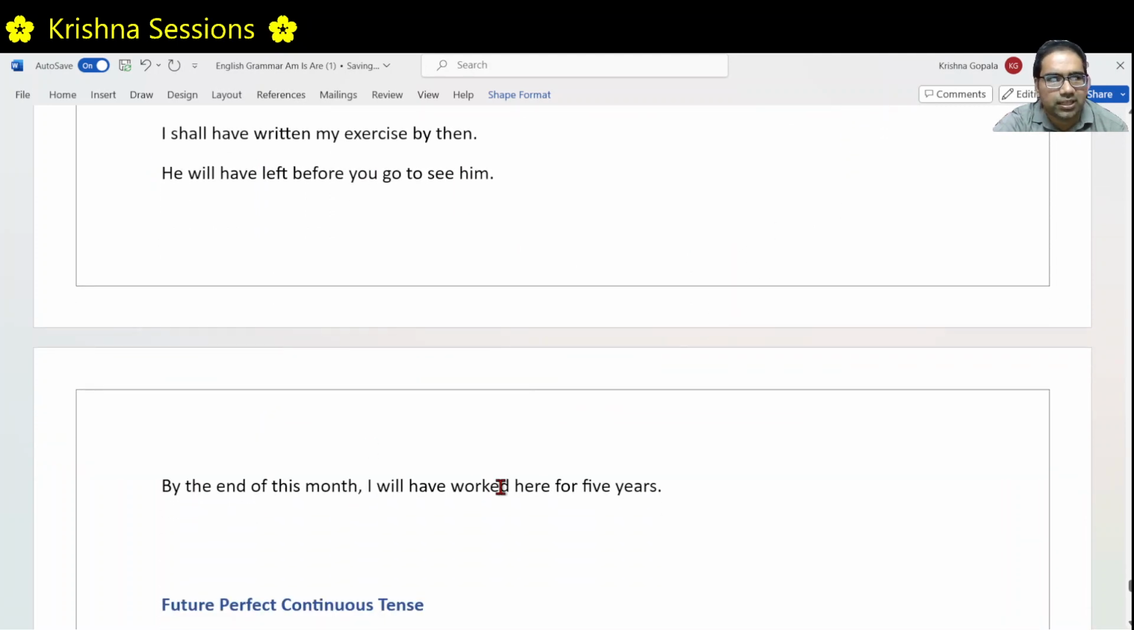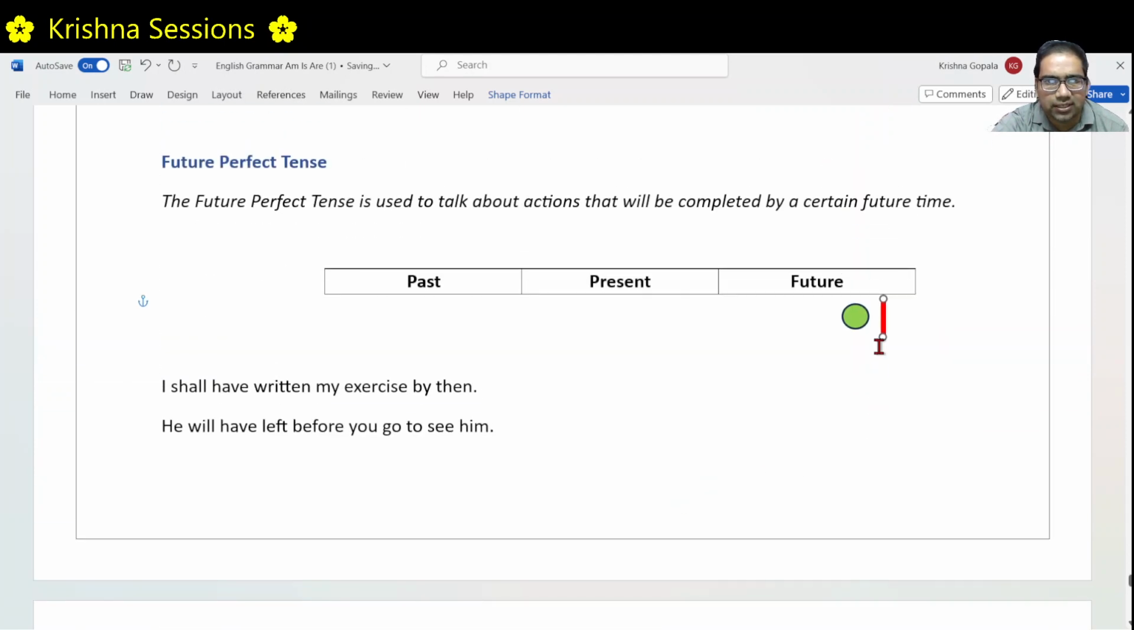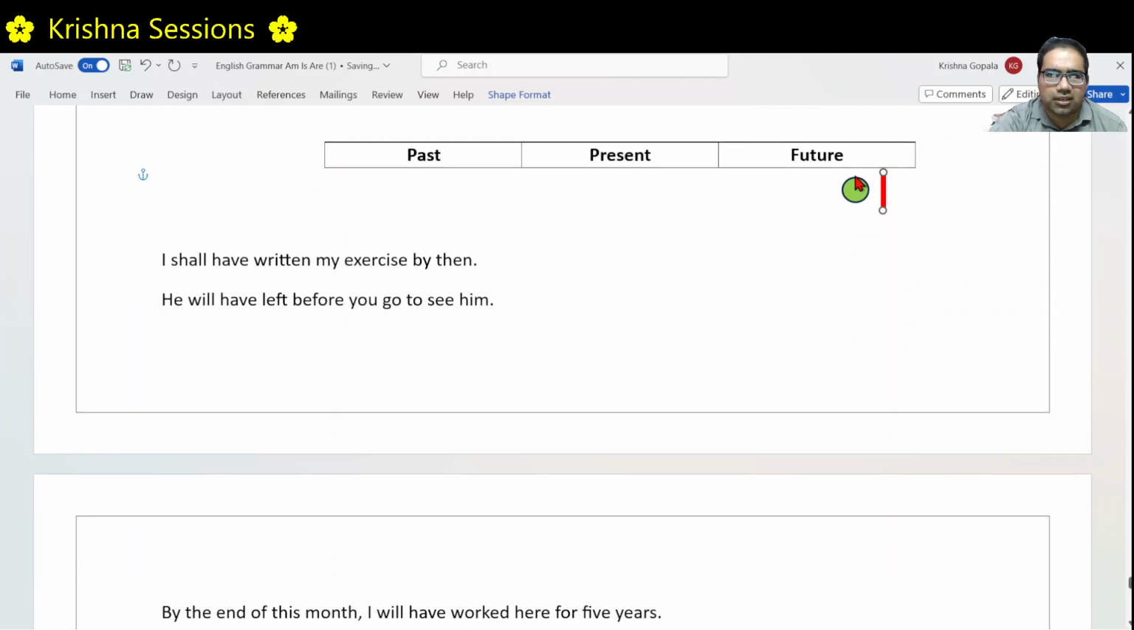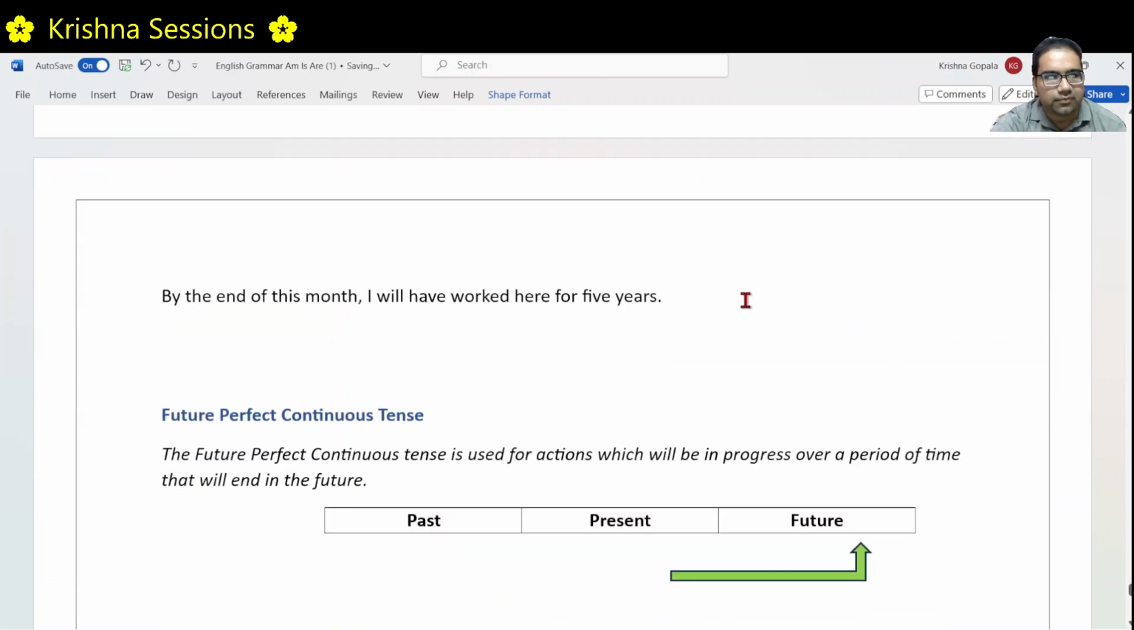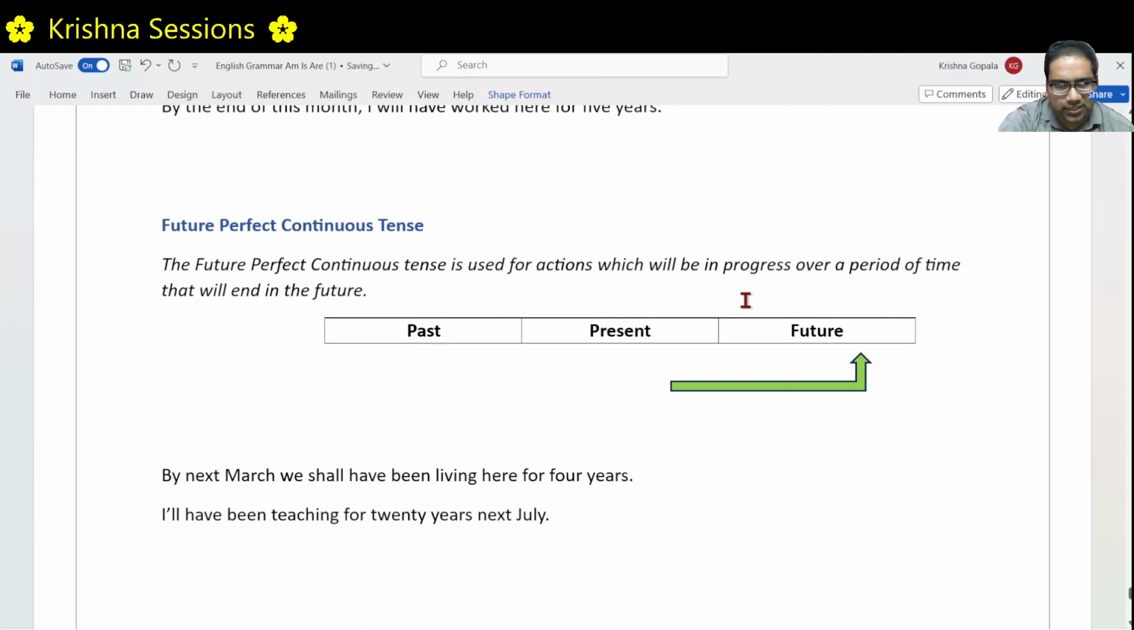By the end of this month, I will have worked here for 5 years. The end of this month is this red line, and my work is this green circle. Right. By the end of this month, I will have worked here. I will have finished 5 years. Right. Future perfect continuous tense. The final of the 12 tenses.